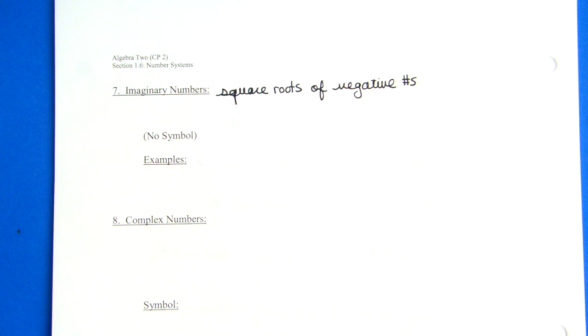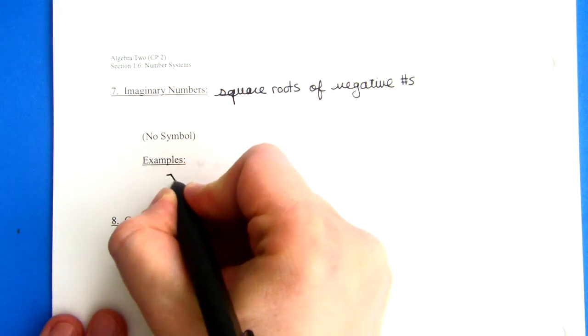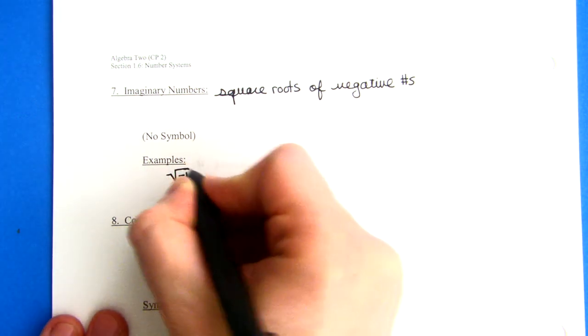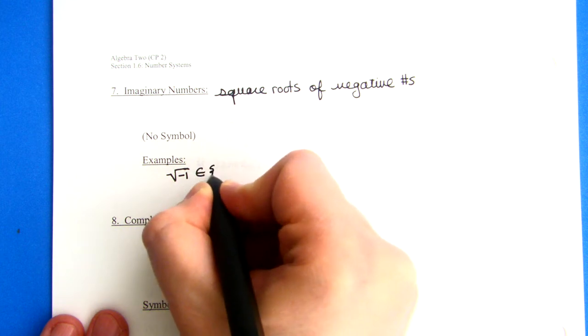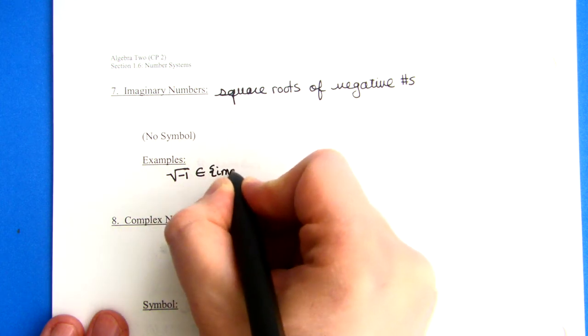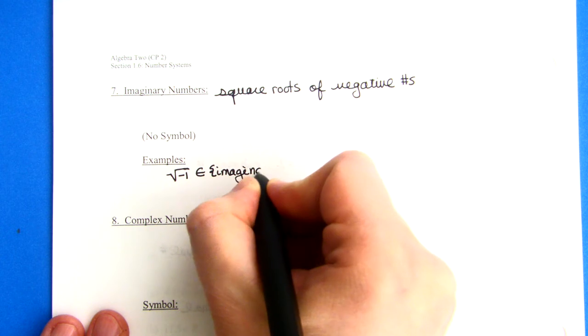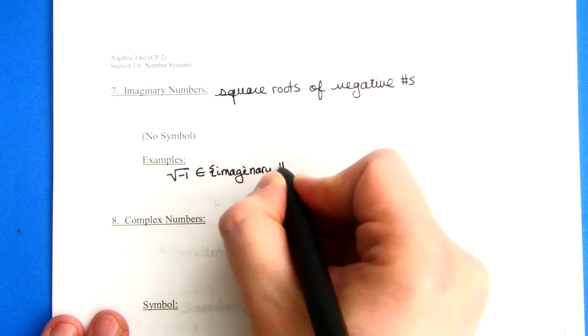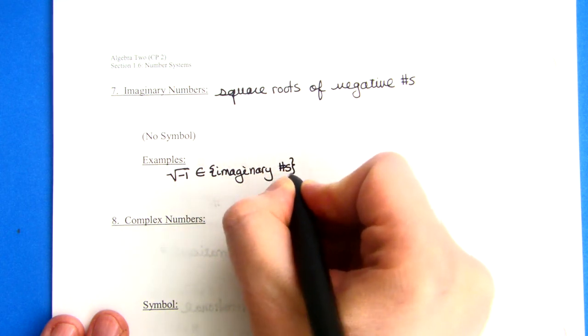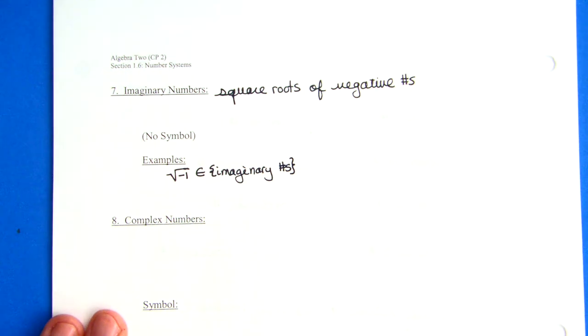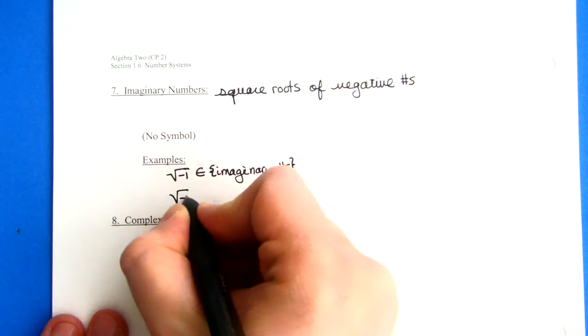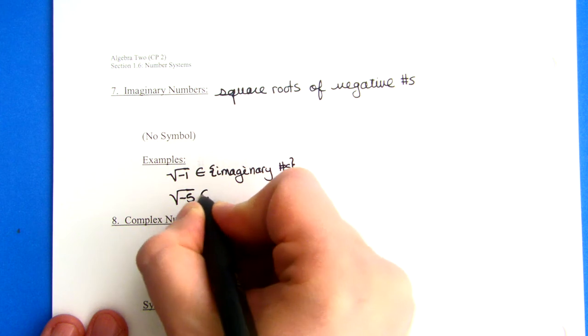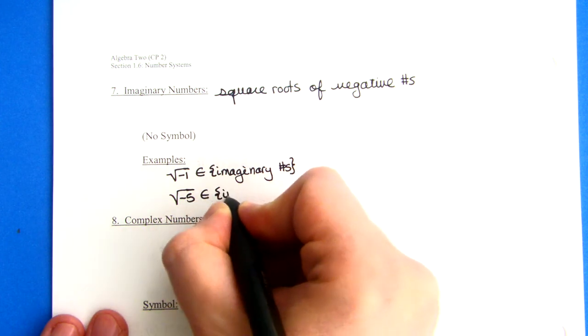No fancy symbol. The square root of negative 1 is an imaginary number. You would not have been able to handle something like that in Algebra 1. The square root of negative 5 is in our set of imaginary numbers.